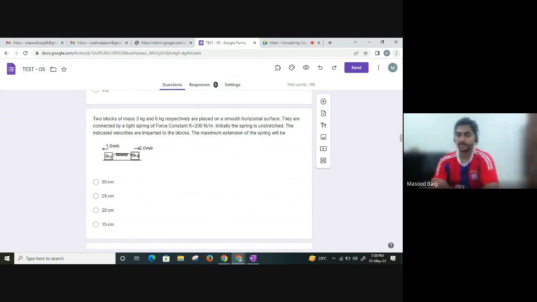While you project the blocks, what is going to happen? Spring force will start acting. Because of the velocities imparted, the blocks are moving away from each other, so the spring will get elongated. When the spring gets elongated, what is going to happen? It will exert some force.